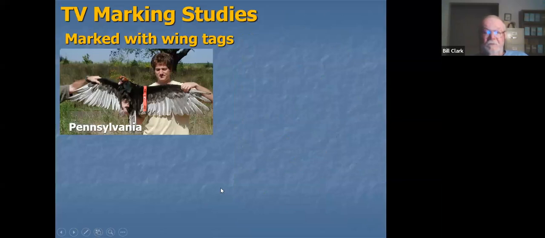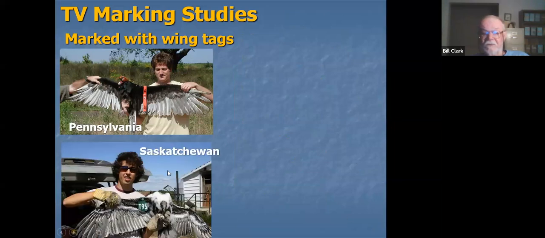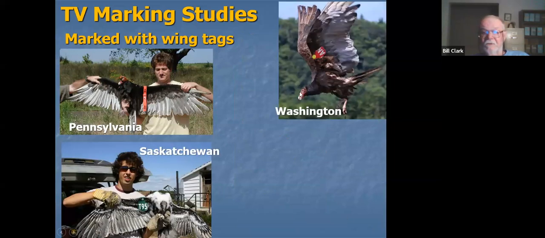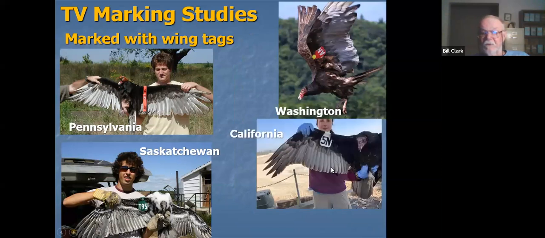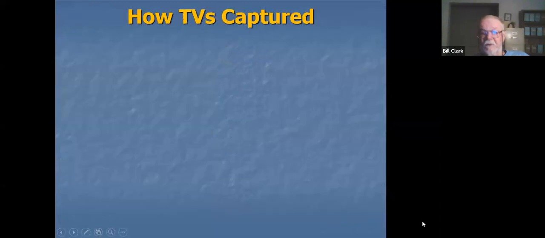Now, turkey vultures are being studied. They're being marked with wing tags. Remember, I told you they couldn't be banded. So this is a study in Pennsylvania, out of Hawk Mountain. There's a study in Saskatchewan. There's a study in Washington State, and another one in Southern California, in the Los Angeles area. All of these birds are marked with patagio markers. This area here is called the patagio. And again, they can't be banded on their legs.